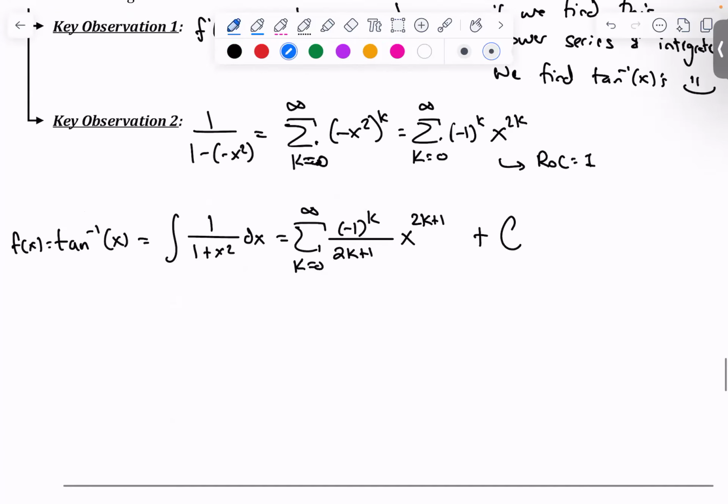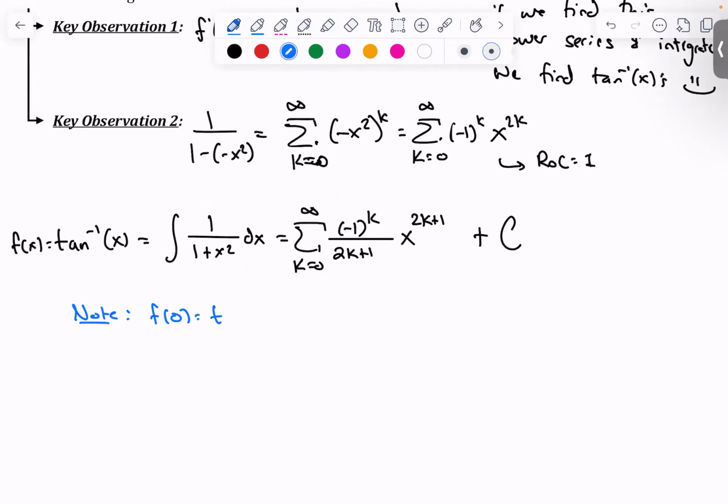So note f of 0 equals tangent inverse of 0, which is equal to what value of theta makes tangent theta equal to 0? Or you can use your calculator like a chump. Kidding. I just have it memorized because I've been doing this for so long. Tangent inverse of 0 is 0.